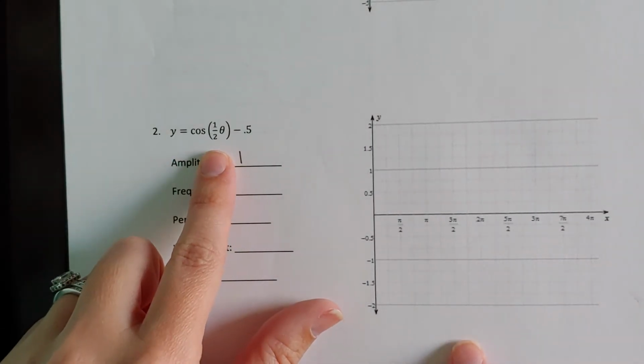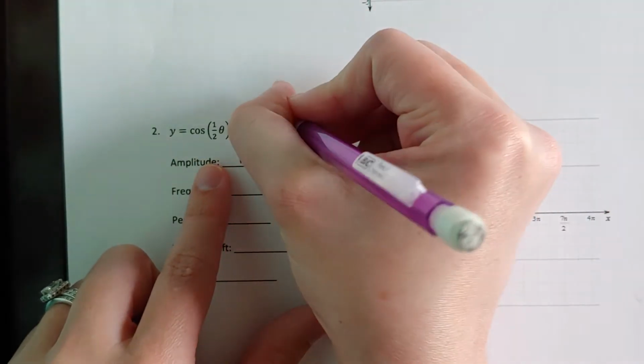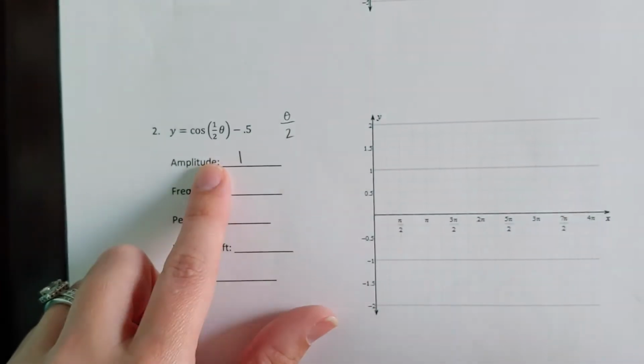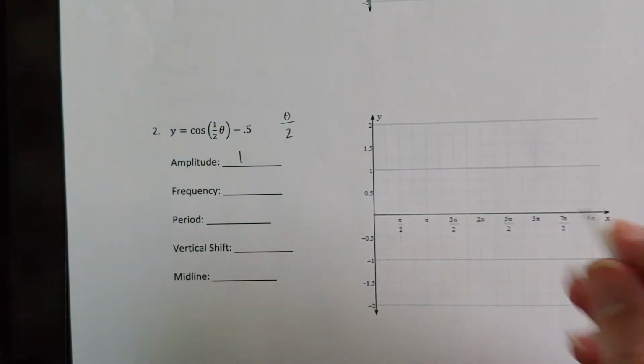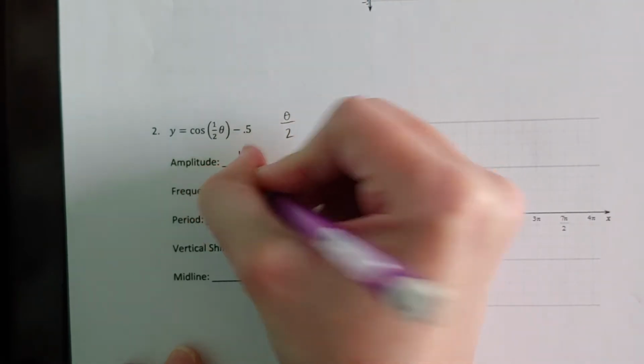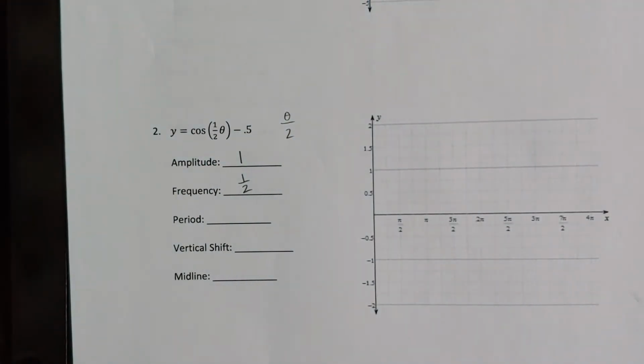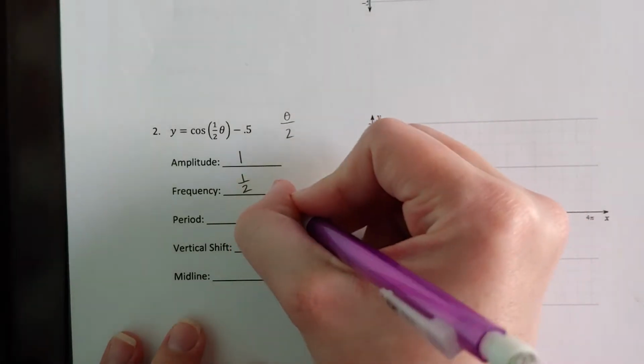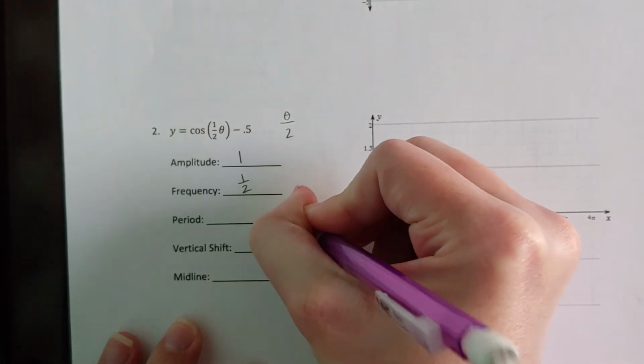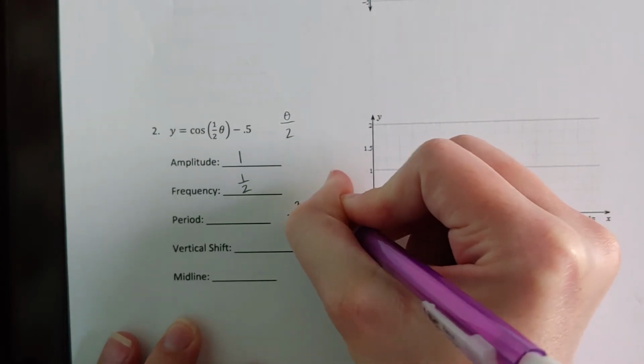The frequency is this 1/2 right here. Now we did talk about how sometimes they'll write it as theta over 2. So you just need to know that those are the same thing. So the frequency is 1/2, which means between 0 and 2 pi, we're going to have half of a curve. So if between 0 and 2 pi, we only have half of a curve, how long does it take to get a full curve? 4 pi, because half of it is at 2 pi, so we would have to double that. So if you did 2 pi divided by 1/2, you do get 4 pi.